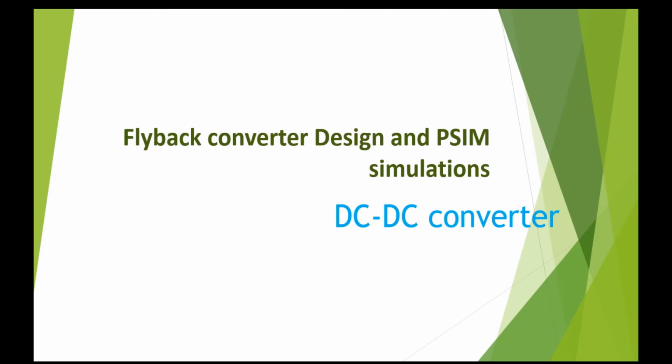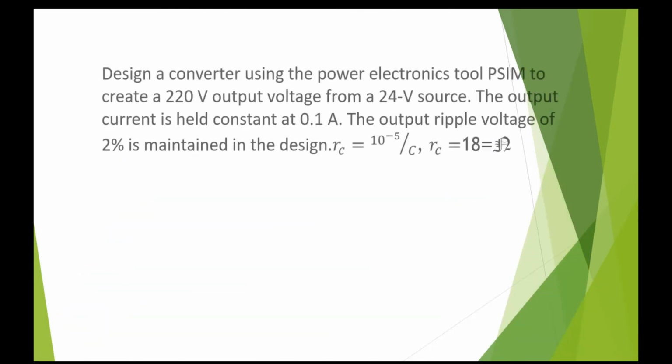A flyback is a DC-DC converter that is used to step up or step down a DC value from one voltage level to another voltage level. In this design problem, we are asked to find the output value of 28 volts by stepping up a 24 volt source. The output current is supposed to be 0.1 ampere. Also, 2% voltage ripple should be maintained. We are also given the value of RC, which is equal to 10 to the power minus 5 divided by C, and the value of R is 18 ohm, right? So now let's start to calculate the parameter values.